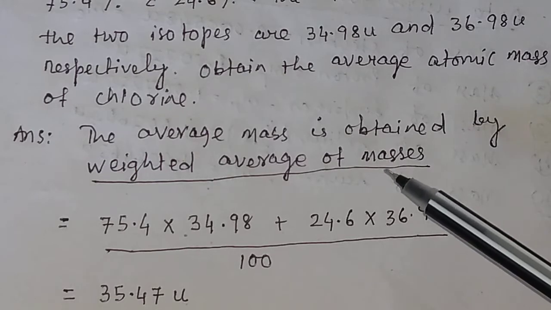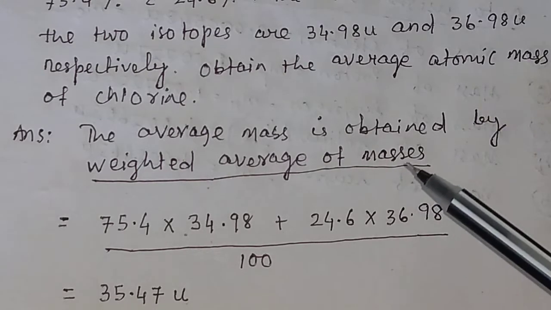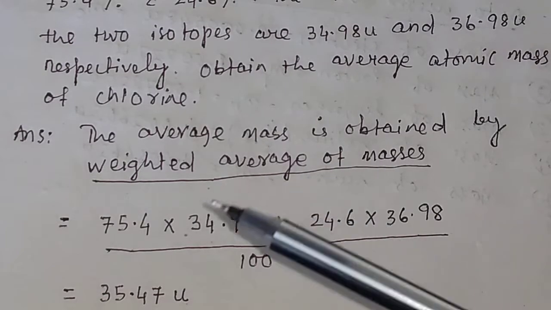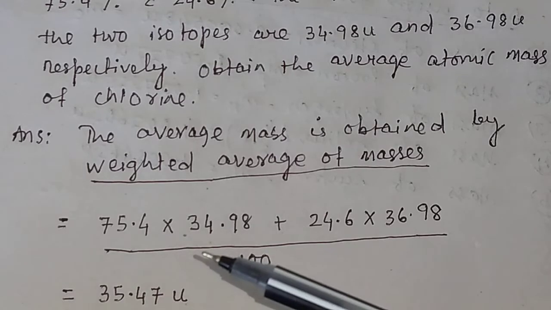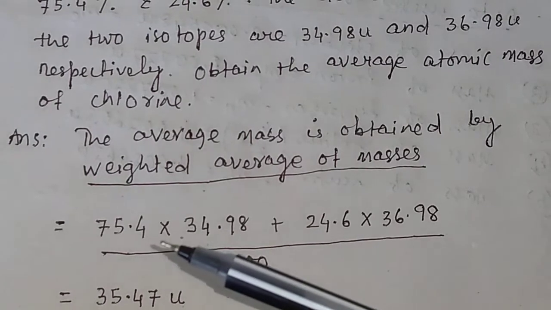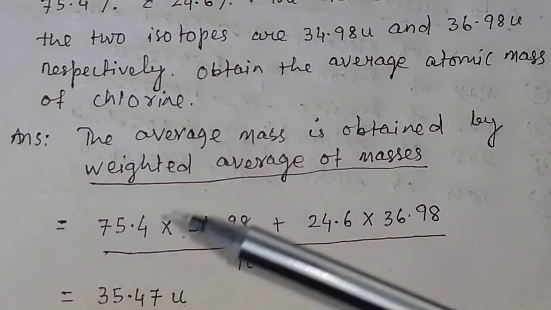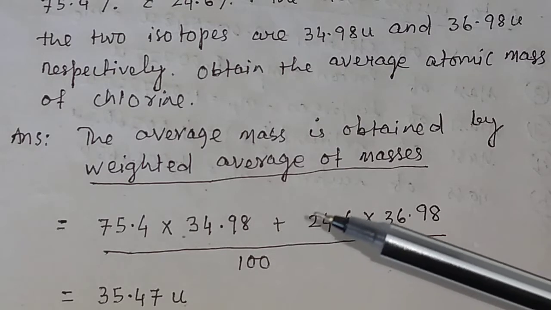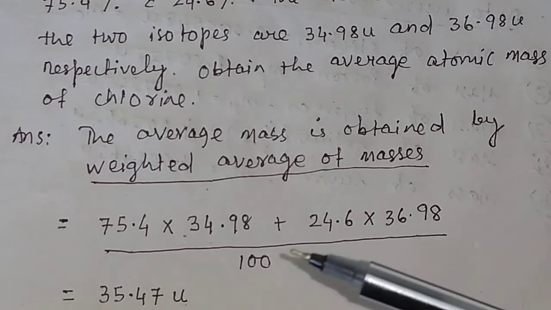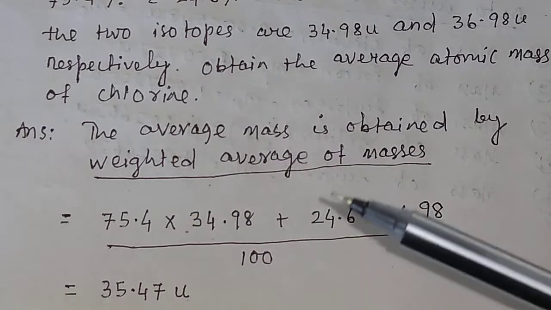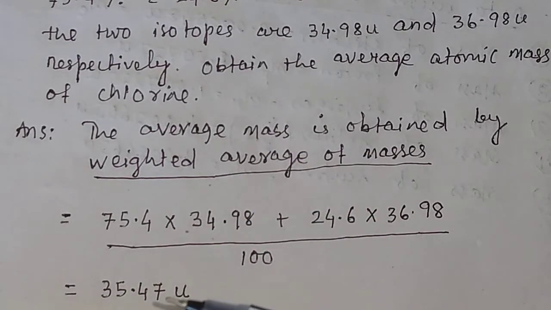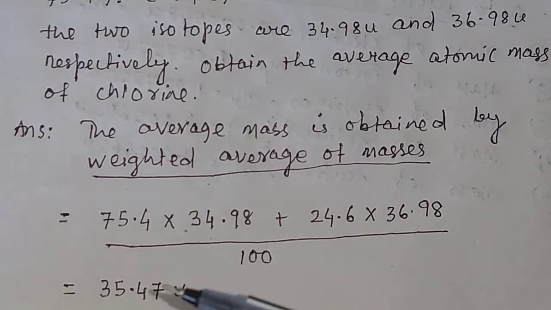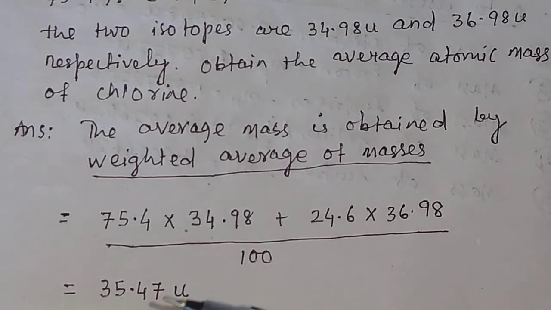To calculate the average atomic mass, it is obtained by the weighted average of masses. Weighted average means percentage abundance into the mass of the isotope, that is 75.4 into 34.98, plus the percentage abundance into atomic mass of the other isotope, divided by 100. So if you take the weighted average of masses, you will get the average atomic mass of chlorine, which is equal to 35.47 U.